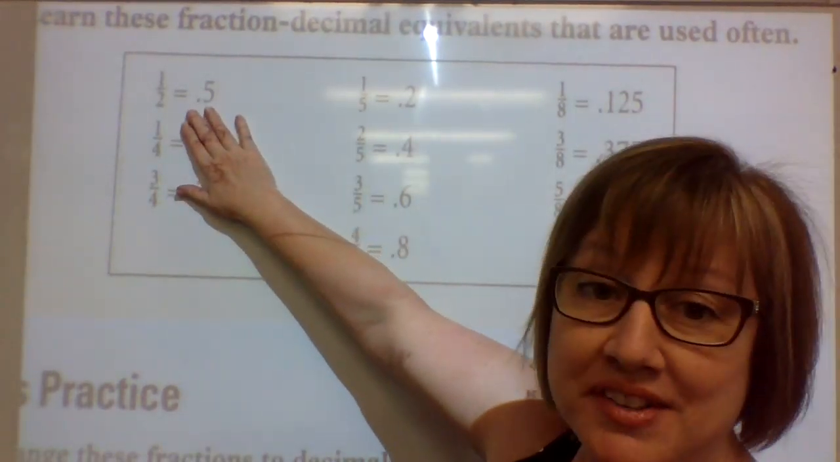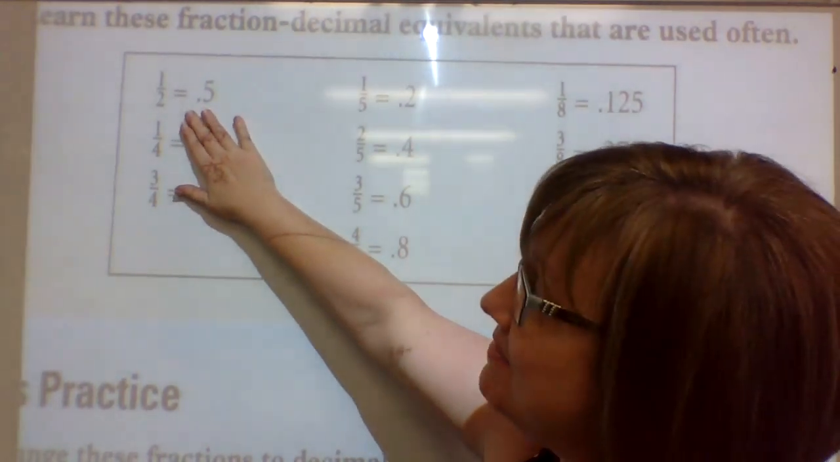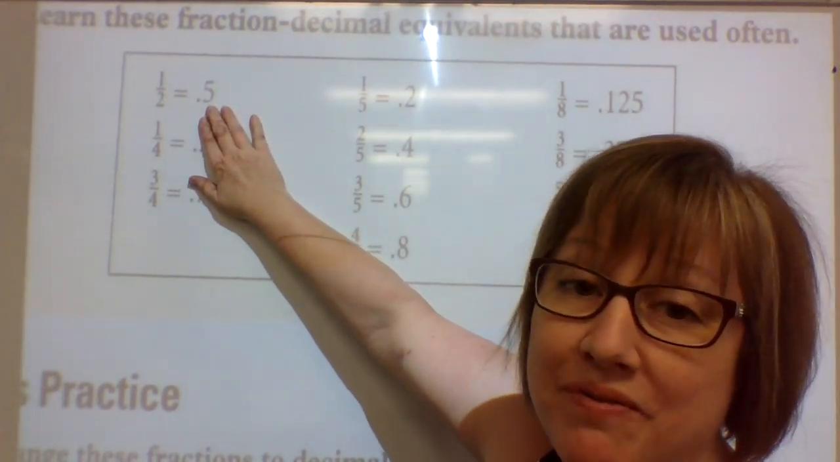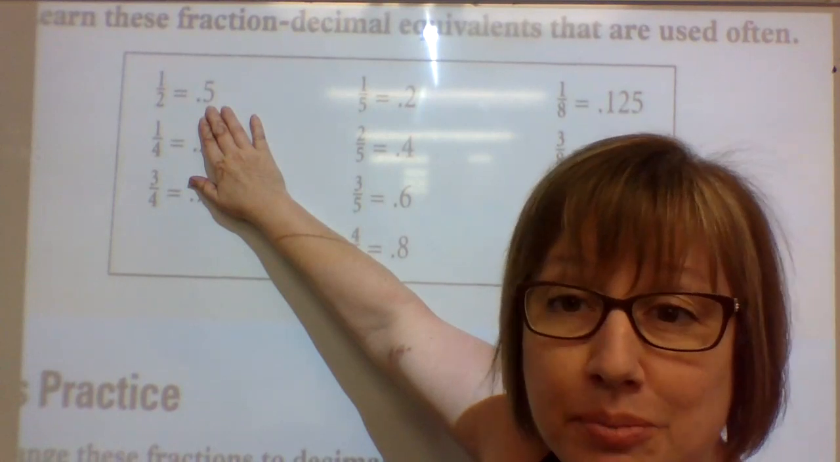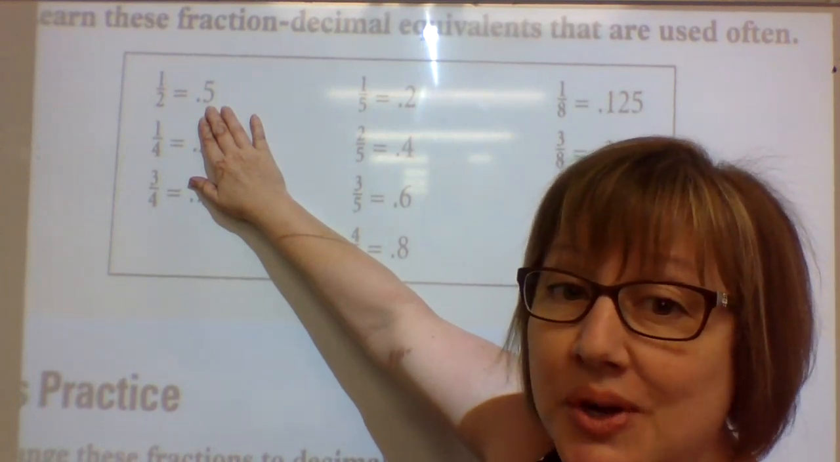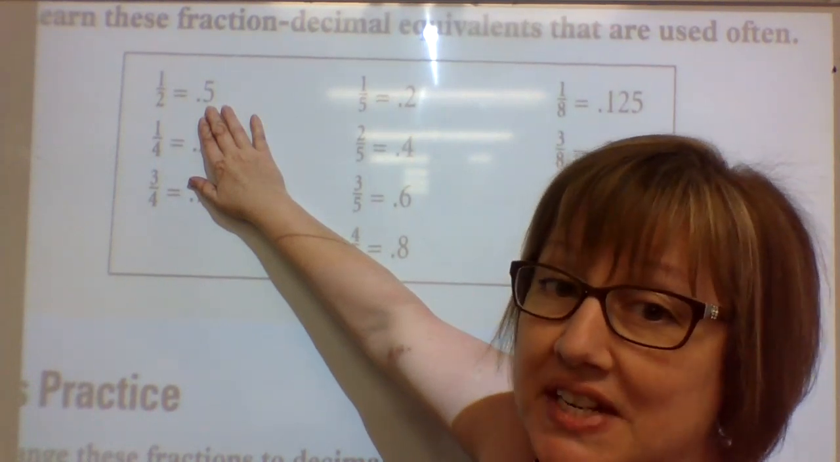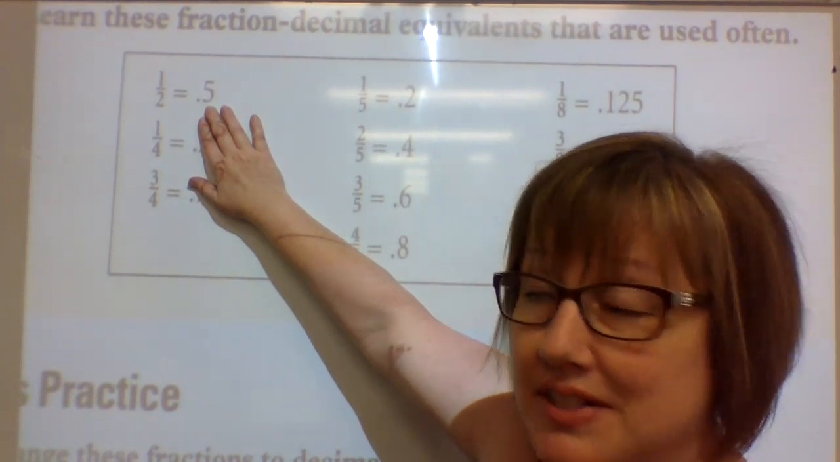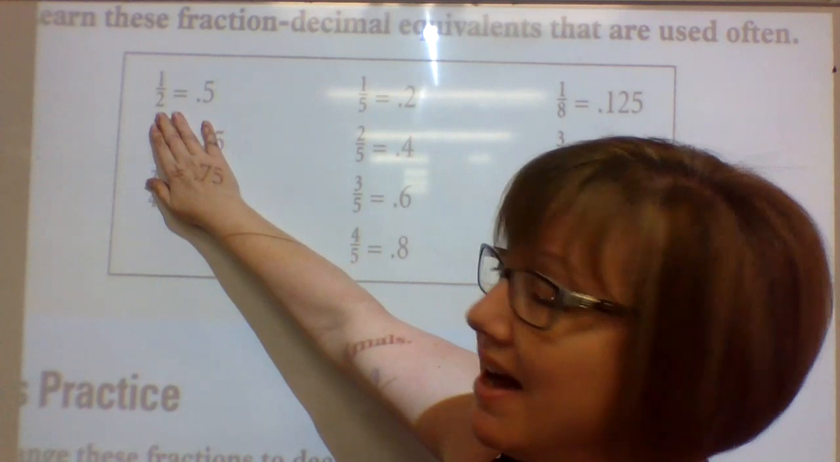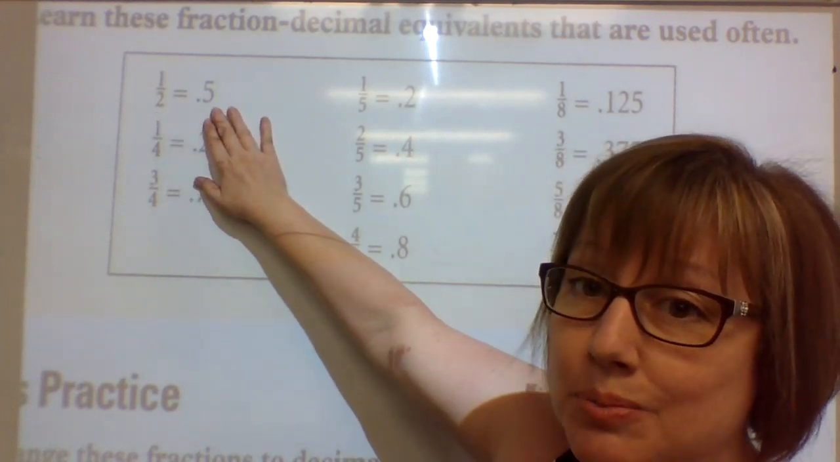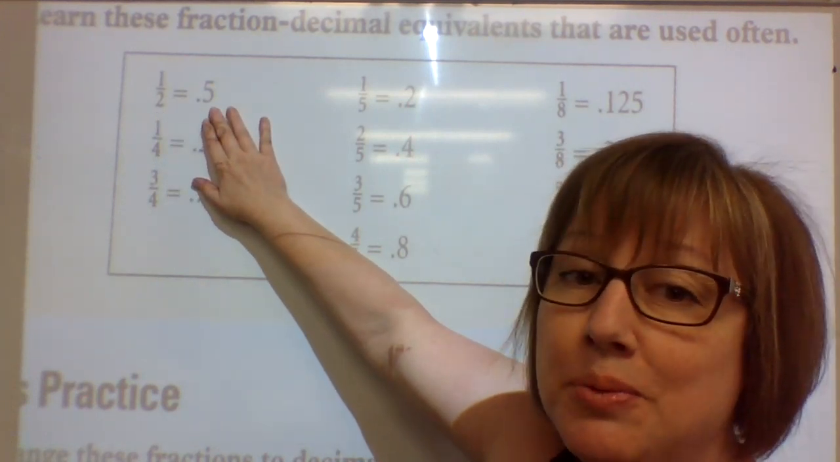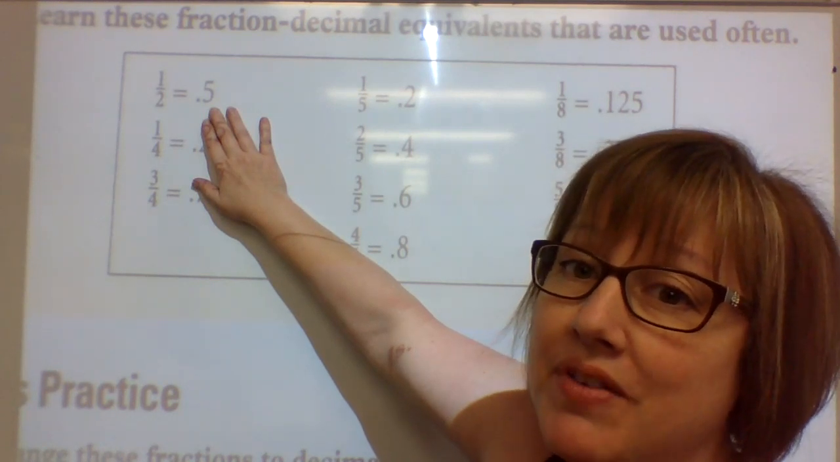I have told you since day one that whenever you have a half, it's going to be a form of 0.5, 0.50, 0.500, 0.5000. All of those are half of their denominators. 5 tenths, 5's half of 10. 50 hundredths, 50's half of 100. So anytime you have a half, if it's in tenths, it's 0.5, in hundredths, 0.50, in thousandths, 0.500.